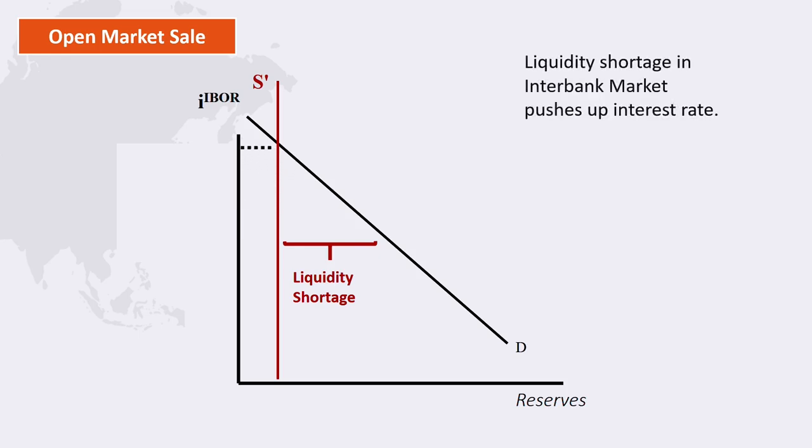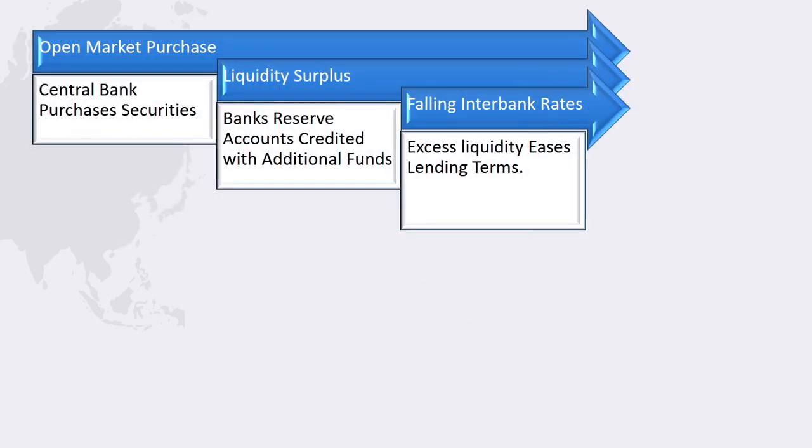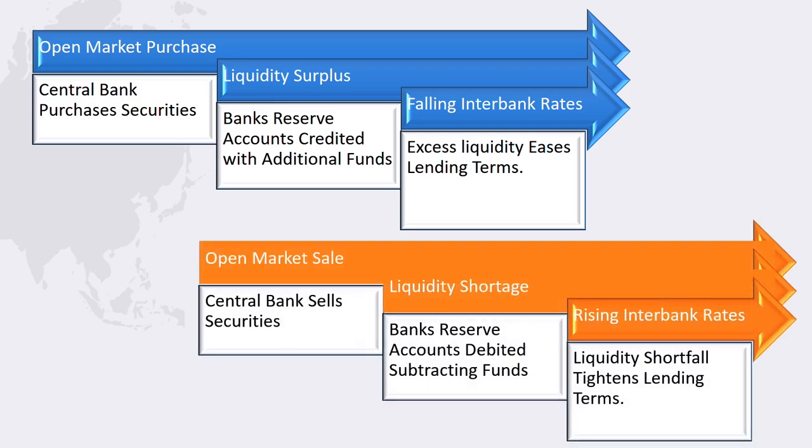The decline in reserves creates a shortage of liquidity that will push up the equilibrium interest rate. Open market operations set off a chain of events. An open market purchase will create a liquidity surplus, which will reduce interbank rates. An open market sale will create a liquidity shortage and rising interbank rates.